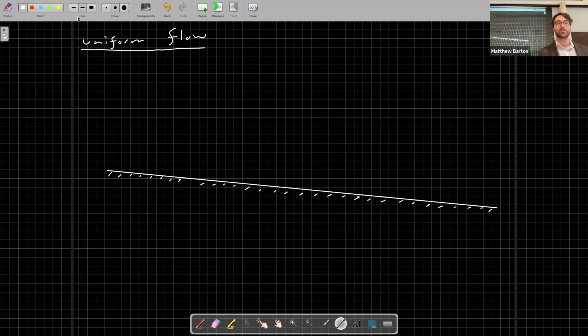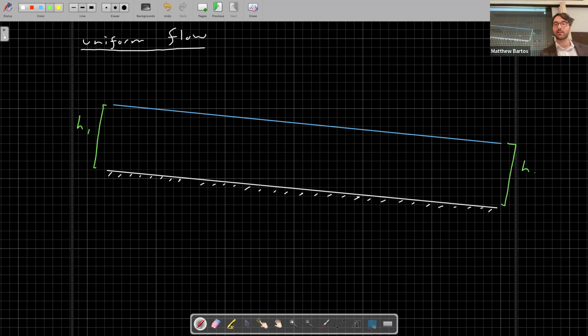And we have our water surface. For the case of uniform flow, we know that the depth has to be the same at all points in the channel. So the depth at the upstream end is going to be exactly the same as the depth at the downstream end. As a consequence of this, the water surface for uniform flow will always be parallel to the bottom of the channel because the depth remains constant throughout the length of the channel.